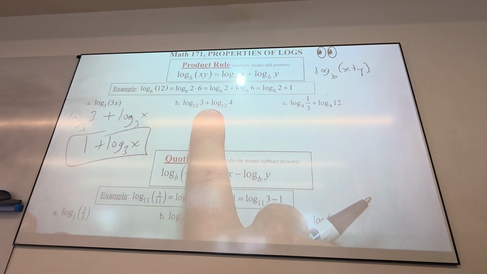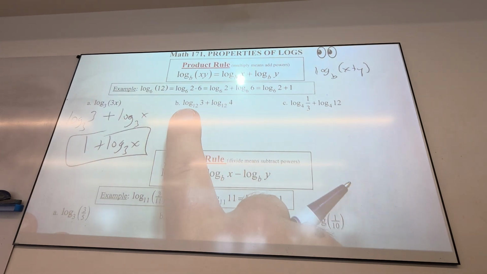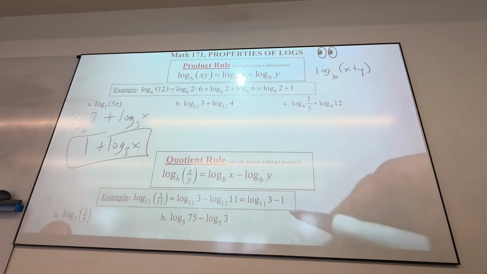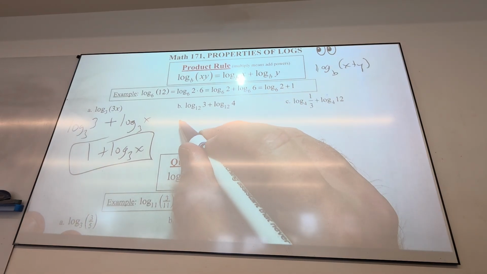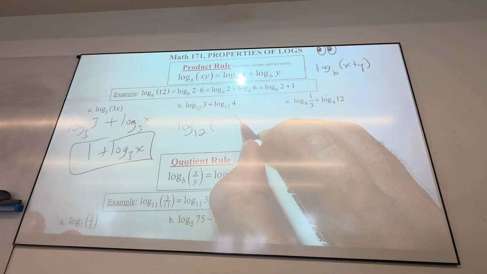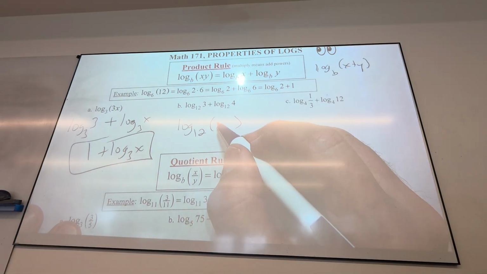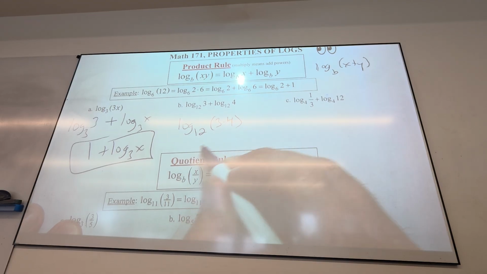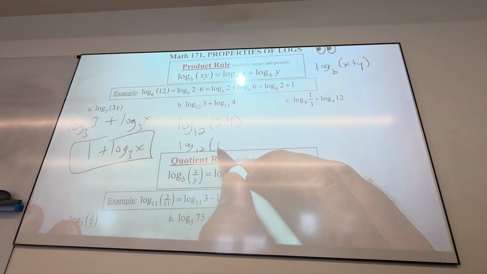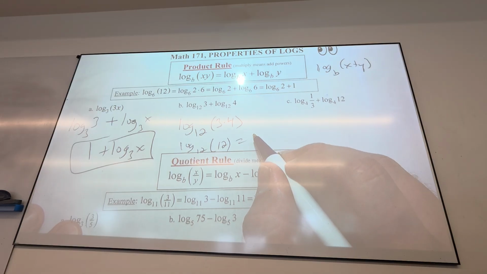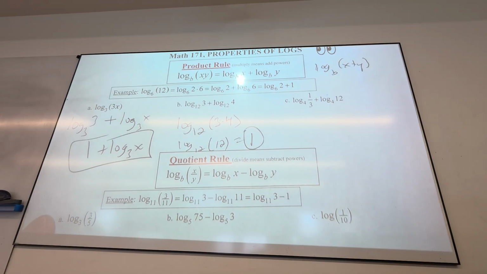Here, now I'm going to go the other way. I have the sum of two logs, same base. What does that mean I can do? Three. Yep, 3 times 4. There we go. So that's log base 12 of 12. And what's log base 12 of 12?